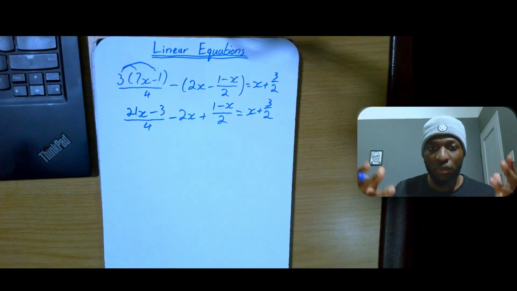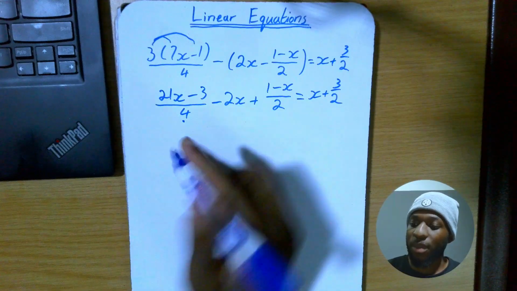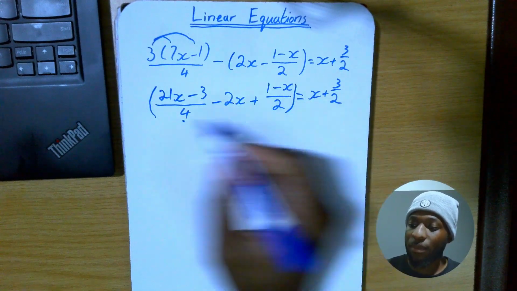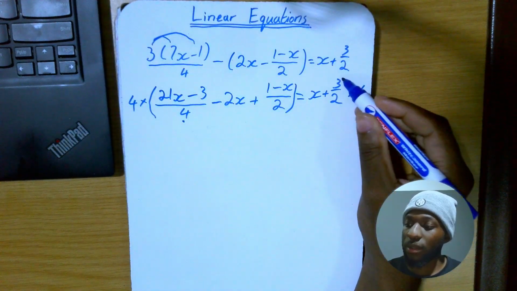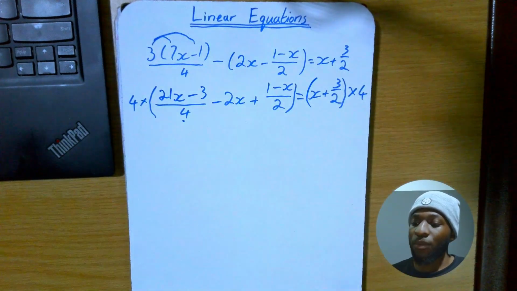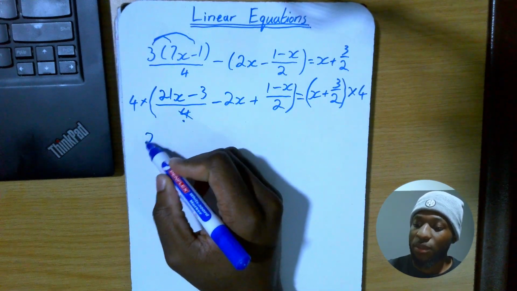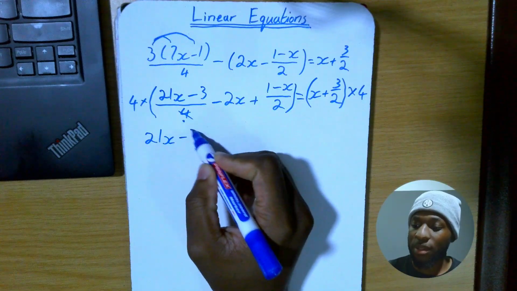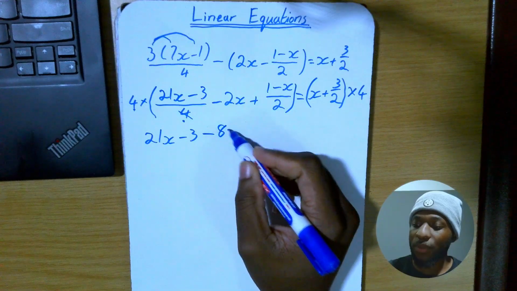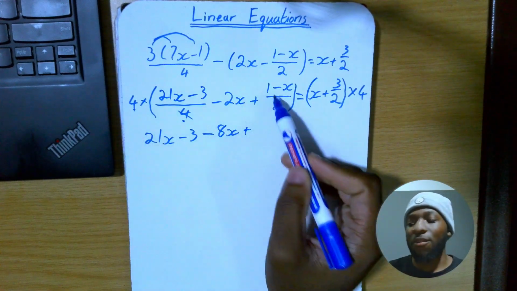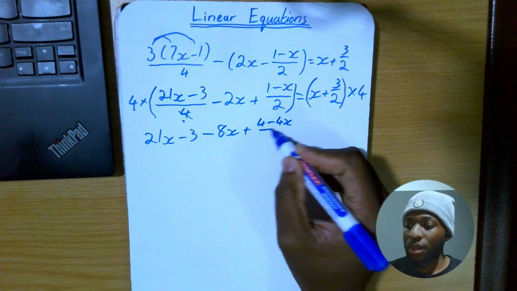Now we can move on and get rid of the fractions. We'll start by getting rid of this 4. So we'll multiply every single thing by 4, and what we do on one side we do on the other side as well. We multiply everything on the right by 4. So 4 times that, this will cancel out. We'll be left with 21x minus 3, minus 4 times 2x, that's going to be negative 8x, plus 4 times everything at the top. That's going to leave us with 4 minus 4x over 2.